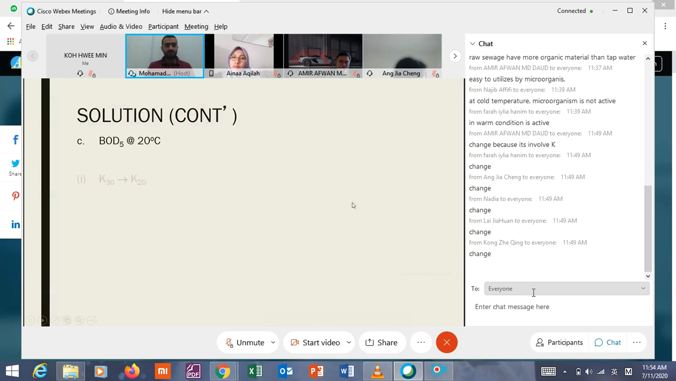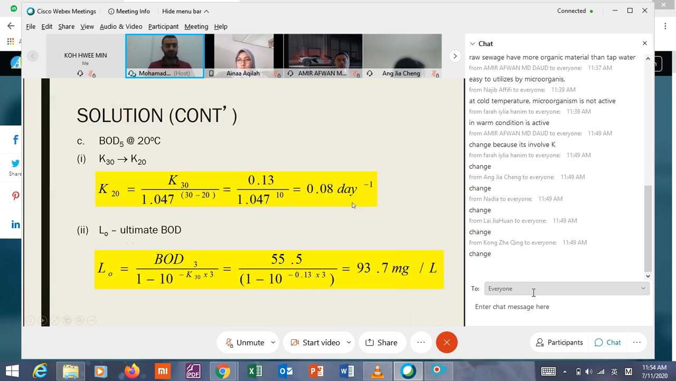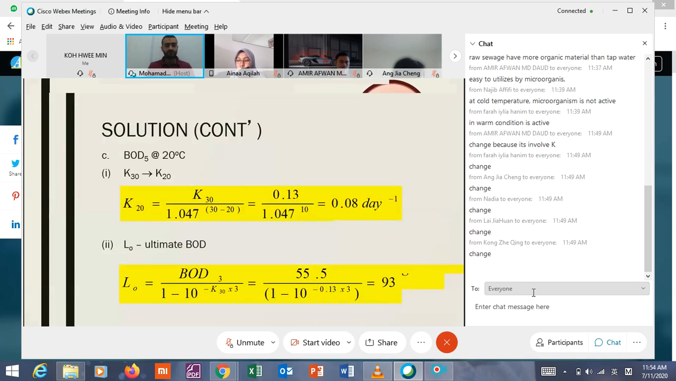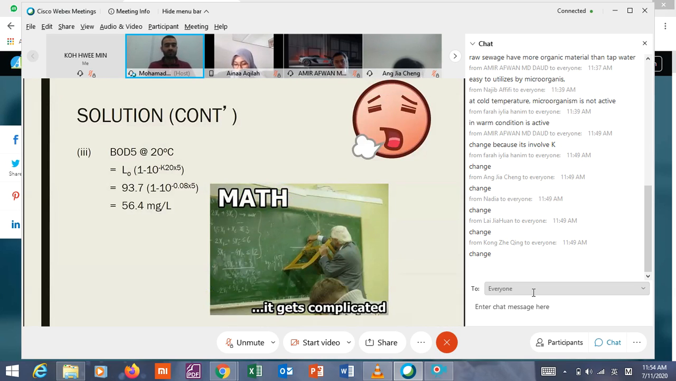So continuing here, we have measured the value of L naught. After that, we came to measure the BOD5 at 20 degrees. We have L naught, we have the K20, we will calculate K20, so we can measure BOD5 at 20 degrees. Same, we can measure BOD7 at 20 degrees, using the same L naught. It will not change.